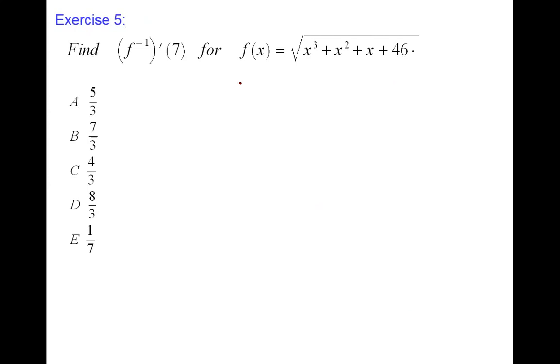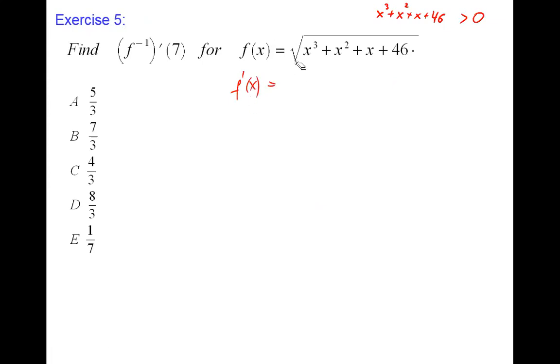Actually, let's maybe start with the derivative of the function. I'm assuming that the overall domain of this function tells me that the quantity inside, x cubed plus x squared plus x plus 46, must be positive. I'm not going to solve this third degree polynomial inequality at the moment, but this must be positive since it's sitting inside the square root, the even root. Okay, but we know that we will need the derivative.